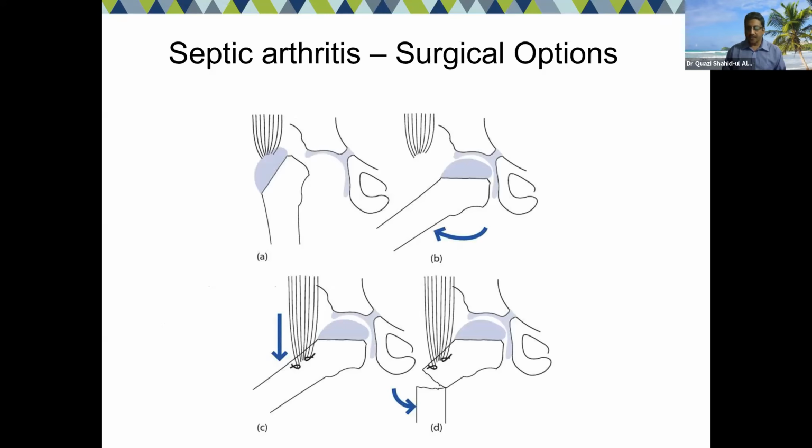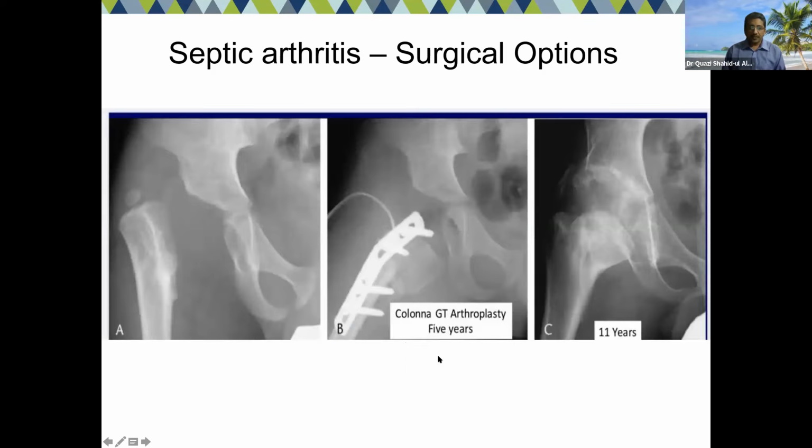So this is how it was done. We first remove the abductors from the greater trochanter from here, and then we make a varus osteotomy to get this greater trochanter into the acetabulum, and then reattach these abductor muscles distal to the fracture site. This picture has been taken from the Rockwood book. They have shown that they have done a Colonna greater trochanter arthroplasty in a 5-year-old boy, and at 11 years old follow-up, they have shown that this greater trochanter is now acting and looking like a head.